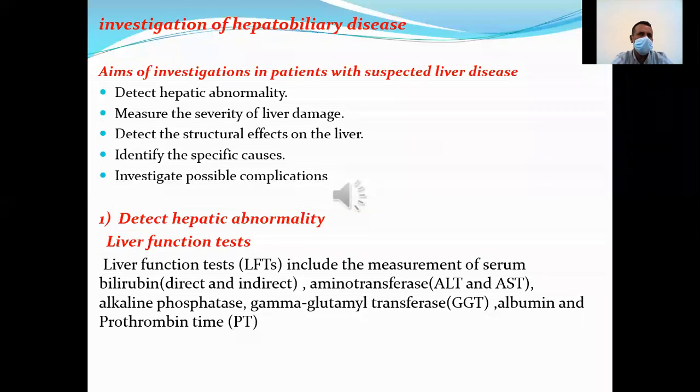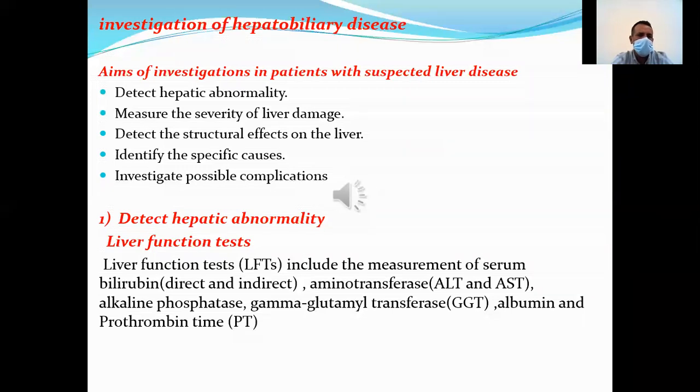How to reach the diagnosis? We do a lot of investigations to reach the diagnosis. That means how to approach the patient with hepatobiliary disease: firstly history and examination, and then investigation to reach the final diagnosis of the hepatobiliary disease.